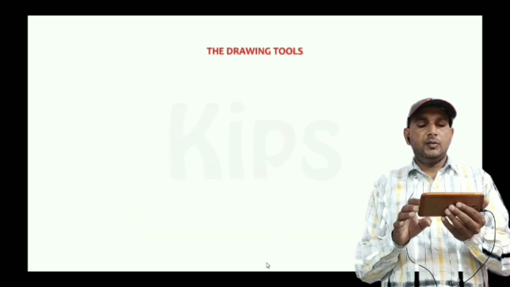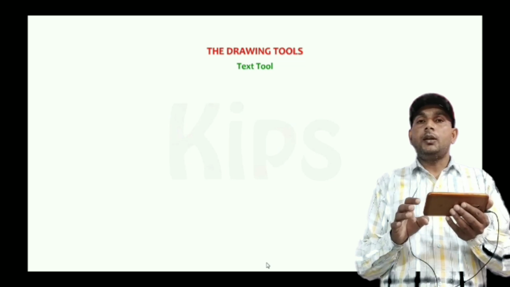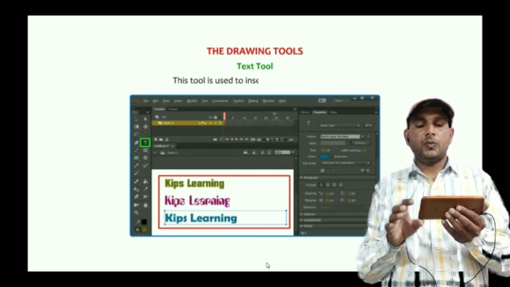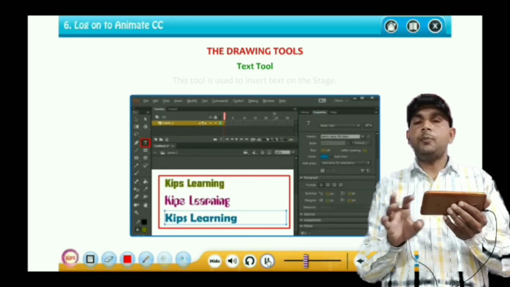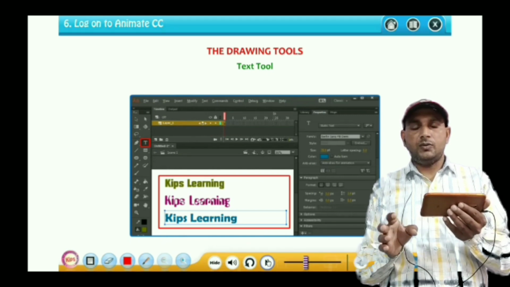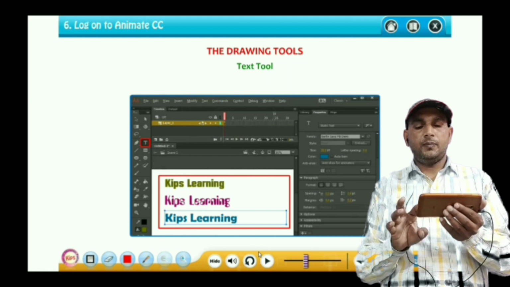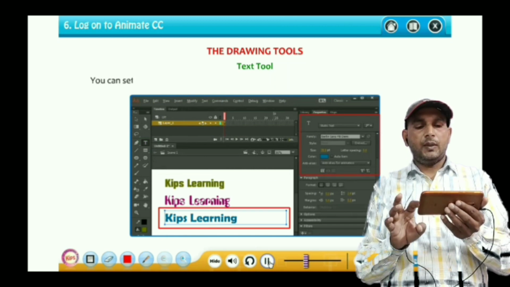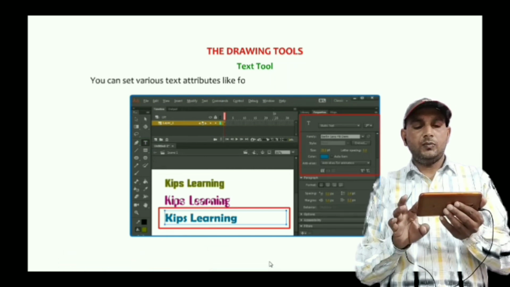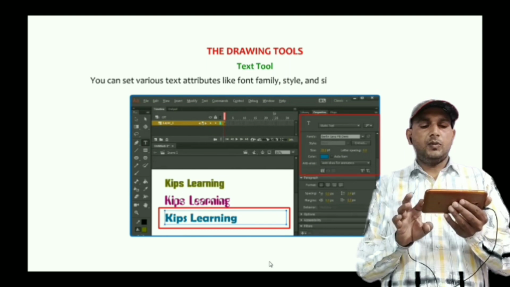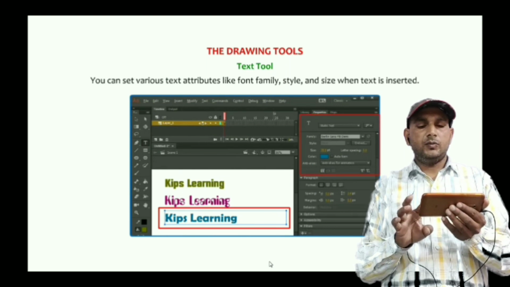Let us now talk about text. The text tool is used to insert text on the stage. With the help of the text tool, we can insert text on the stage. You can set various text attributes like font family, style, and size when text is inserted.